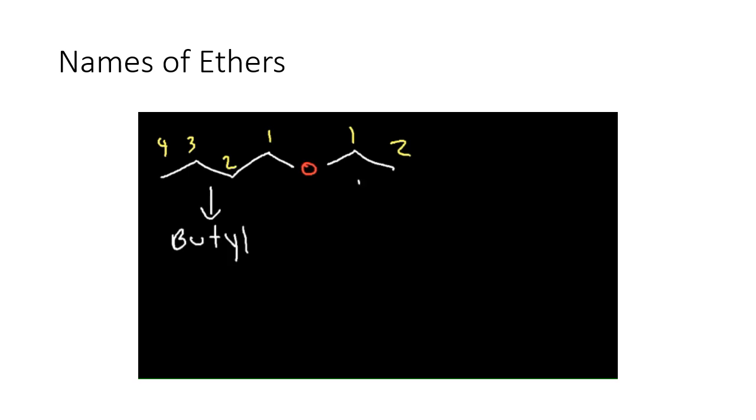Let's try another example. Let's name this particular ether. Feel free to pause the video and work on this example. On the right, we have 2 carbons. On the left, we have 4 carbons. So we have a butyl group on the left and an ethyl group on the right. So it's already in alphabetical order. So it's called butyl ethyl ether. Now that's the common name.